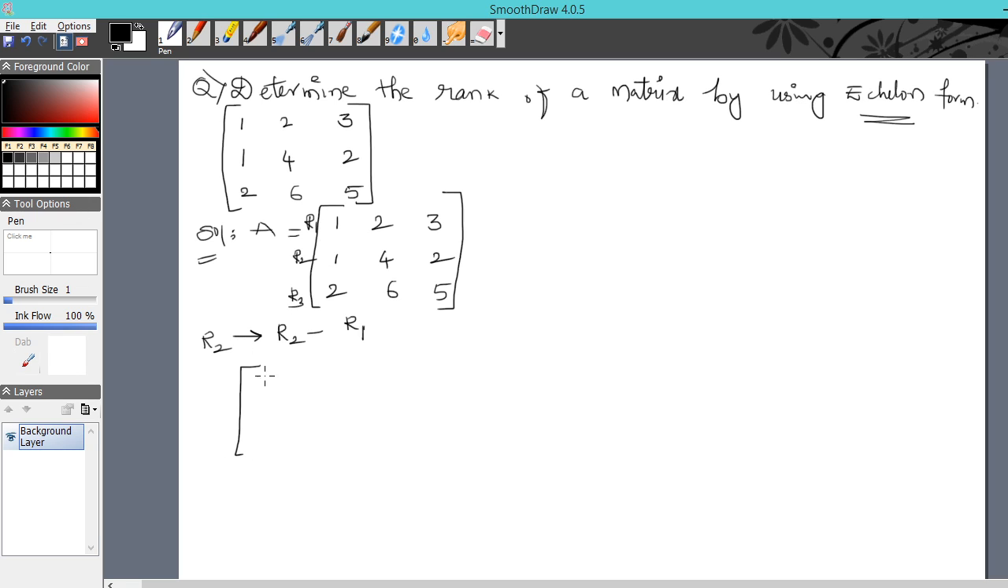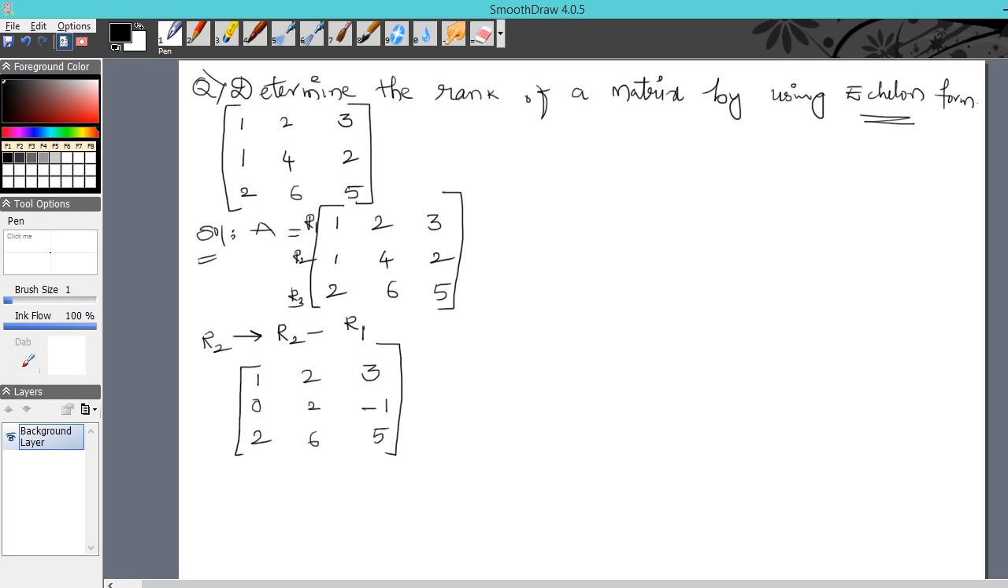If you subtract R2 minus R1, row 1 will be the same as it is, 1 2 3. For R2 minus R1: 1 minus 1 is 0, 4 minus 2 is 2, and 2 minus 3 is minus 1. And R3 is the same, 2 6 5. This is our required R2.